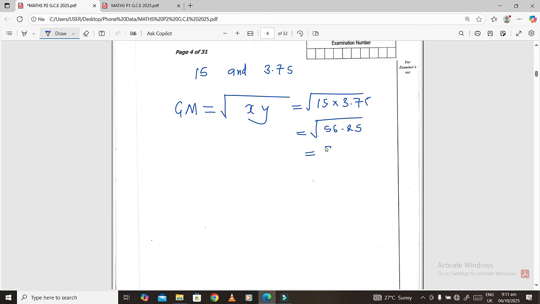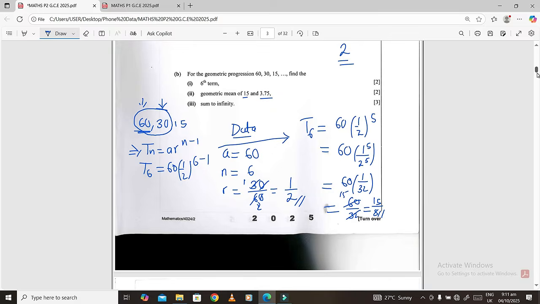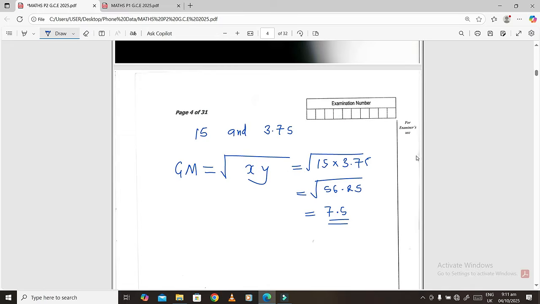7.5. So guys, this is a free mark. How many marks are here? Let me see. It's 2 marks. So these 2 marks, guys, are free marks. Because what you need to know is that you just multiply these two numbers and then find their square root. That's all. So this is question 2.